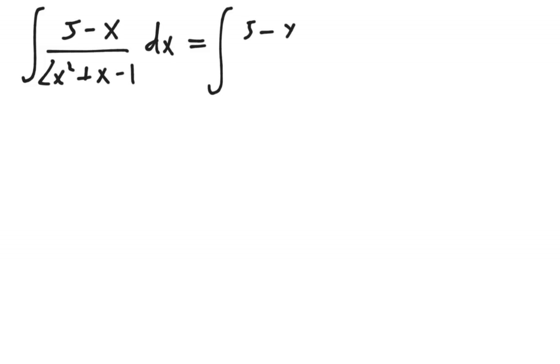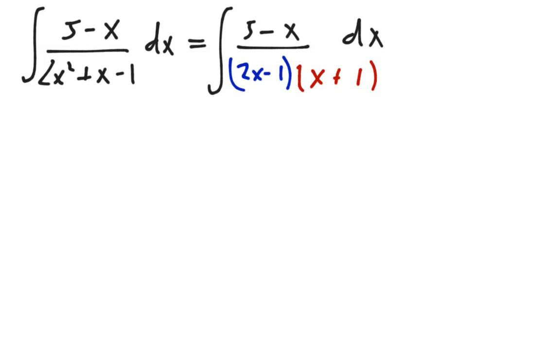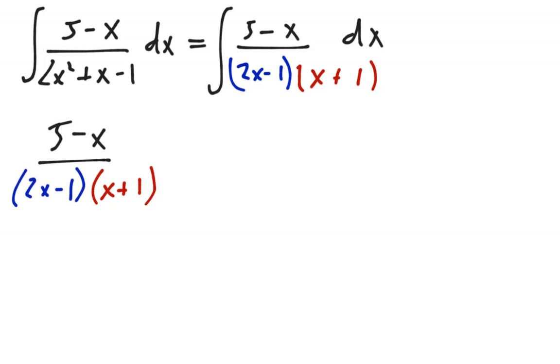All right. So we have 5 minus x. The second thing we want to check for is, can we factor the bottom? And in this case, we can. The bottom will factor to be 2x minus 1 times x plus 1. You can check that, but I believe that is correct. And now we're going to split this up using our partial fractions. So we have 5 minus x divided by 2x minus 1 times x plus 1 equals something a divided by 2x minus 1 plus something b divided by x plus 1.